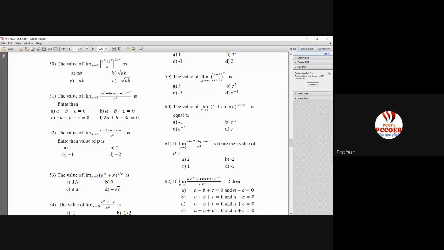e raised to 0 is 1, cos 0 is 1, e raised to minus 0 is also 1. So what is the answer? A minus b minus c is equal to 0, b minus c equals 0.